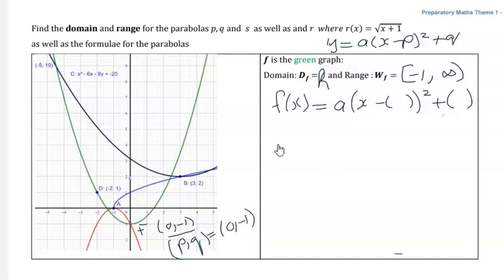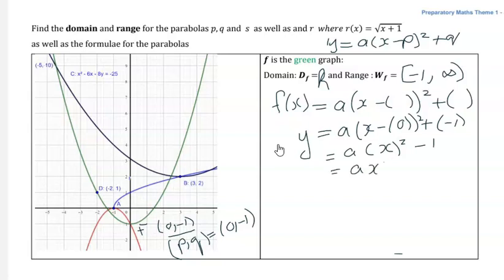So if I plug it in here, I will get y equal to a times (x minus 0) squared plus -1. So if I simplify it, I get y equal to ax squared -1.